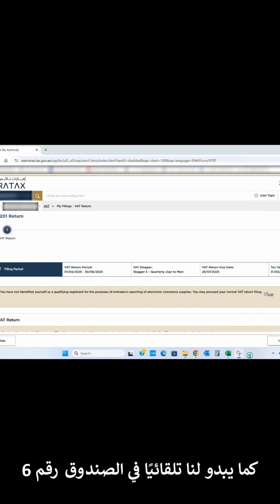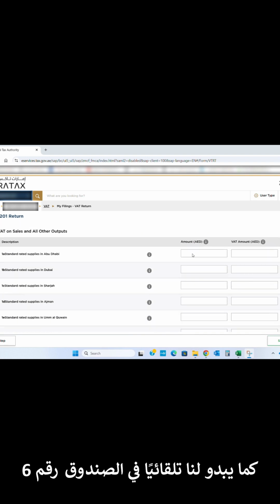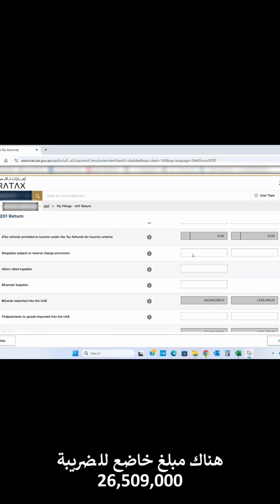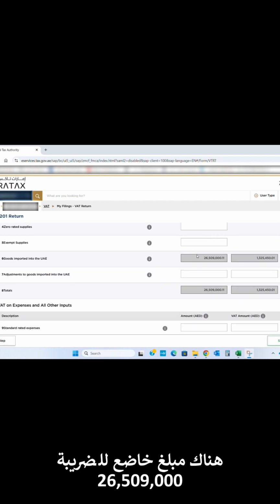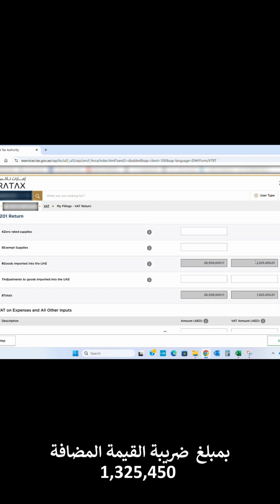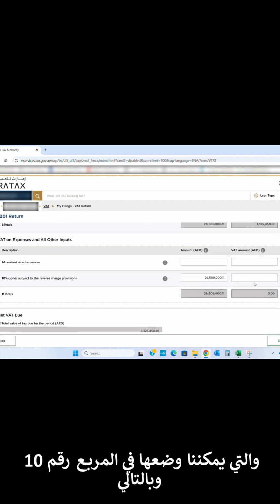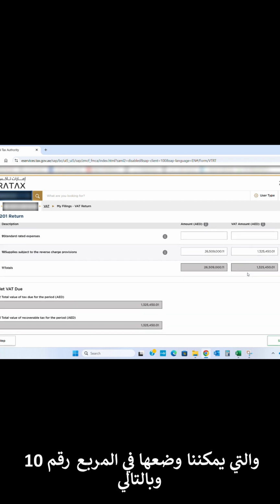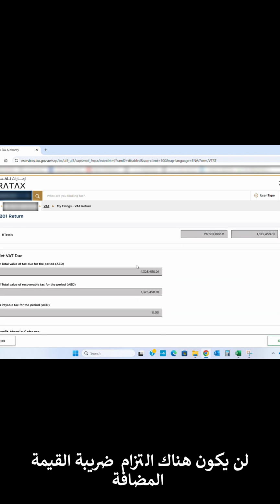Now, I will illustrate in the following example. As it appears to us automatically in box number 6, for imports, there is a taxable amount of 26,509,000 with a VAT amount of 1,325,450, which we can put in box number 10, and accordingly there will be no VAT obligation.